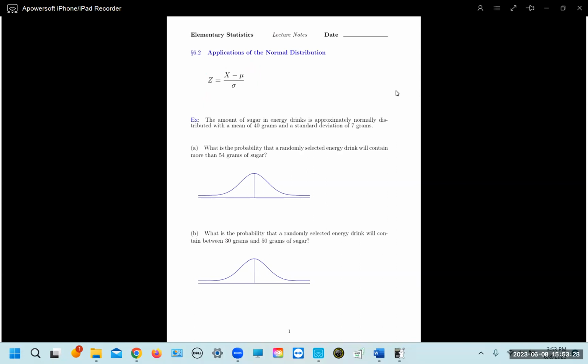So for example, the amount of sugar in an energy drink is approximately normally distributed with the mean 40 grams and the standard deviation is 7 grams. So we know mu is 40. And for A, what is the probability a randomly selected energy drink will contain more than 40 grams of sugar?